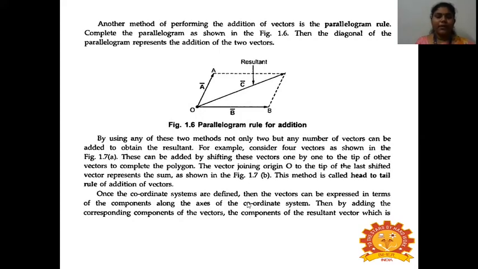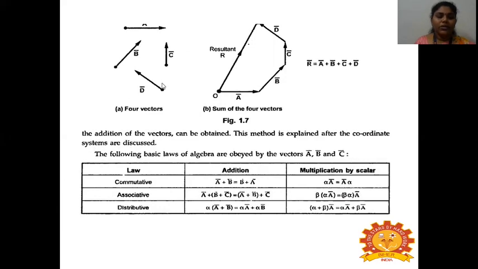So for example, if we consider there are four vectors, one of the vectors can be added by shifting these vectors one by one to the tip of the other vector, and this method is called the head to tail rule of addition of vectors. Once the coordinate system is defined, the vectors can be expressed in terms of the components along the axes of the coordinate system. Then by adding the corresponding components of the vectors, we get the components of the resultant vector, which is given by the addition of the vectors.